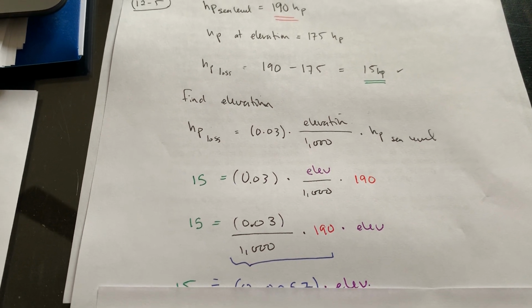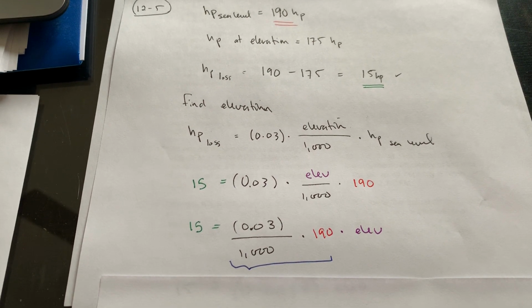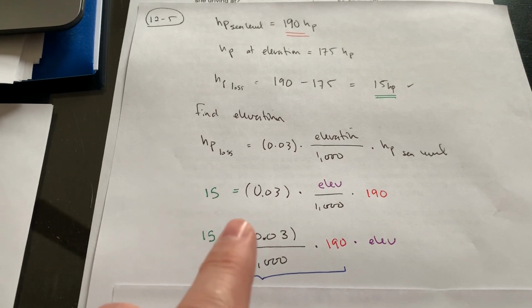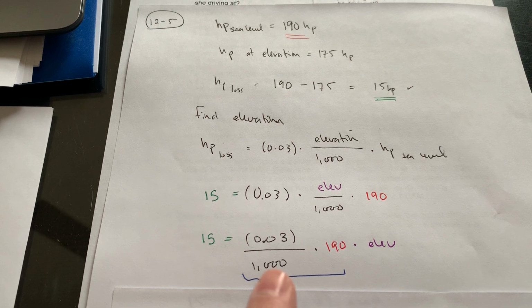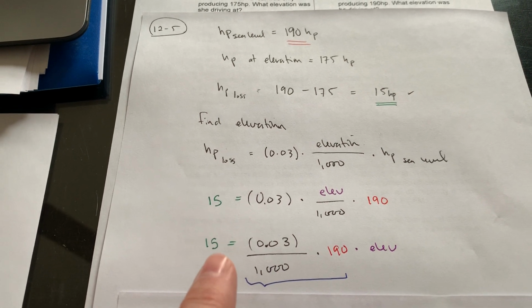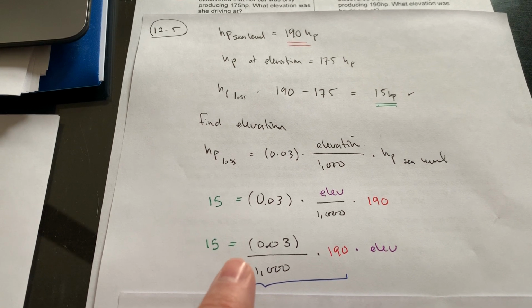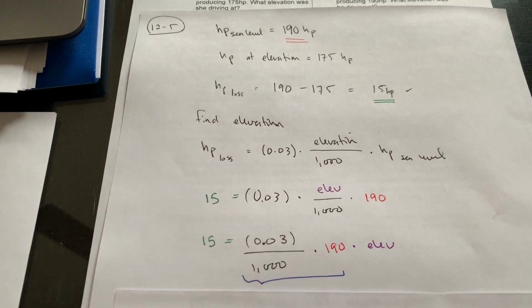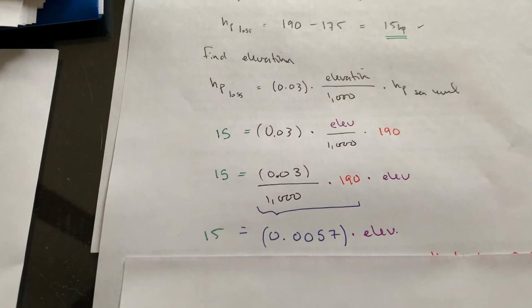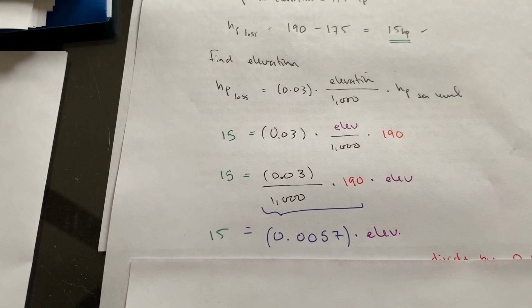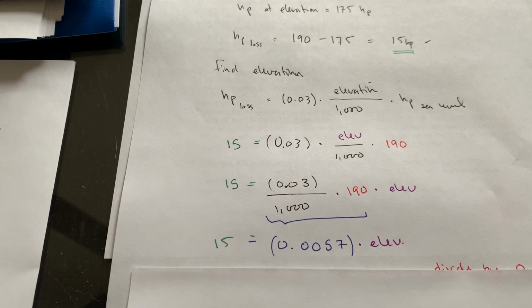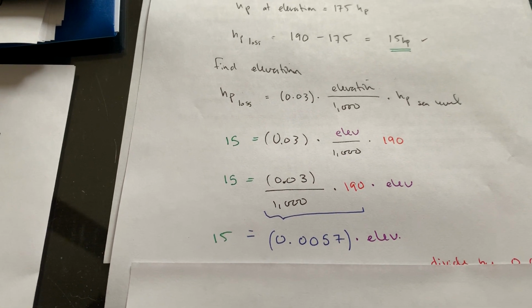What we can do mathematically here is we can just rearrange some of these numbers a little bit. I'm rearranging and getting the elevation out on the side. So this would really be the same thing as a 0.03, divide by 1,000, and then times the 190. We can crunch all those numbers on the right at one time. That would get us essentially to the decimal 0.0057. So 15, which is the loss, should be 0.0057 times our elevation.